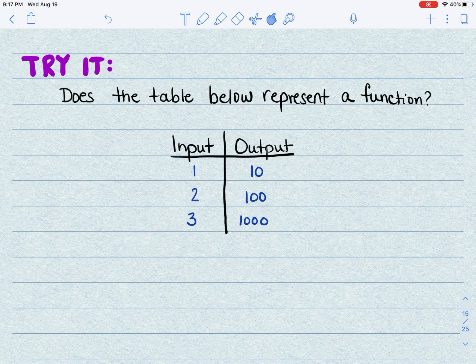All right, so your turn. Try it. So we're going to look at this possible function, this relation, and determine if it represents a function the way it is written. So go ahead and pause the video. And then when you are ready to check your answer, hit unpause.